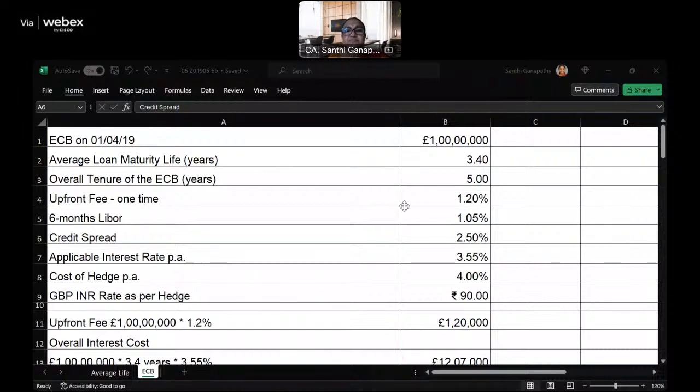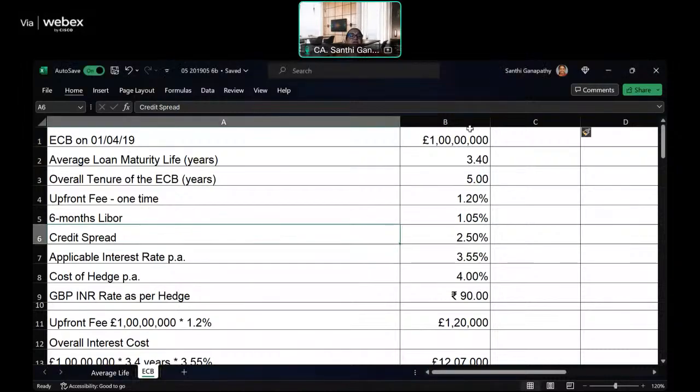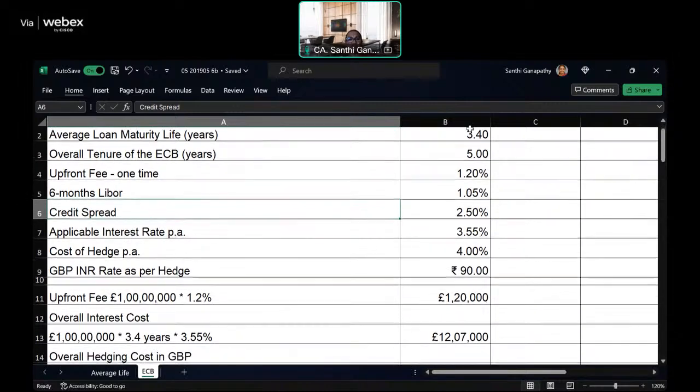What do we have? What is the external commercial borrowing? What is the average loan maturity? What is the overall tenure? Upfront fee, how much? 6 months LIBOR, how much? What is the credit spread? What is the applicable interest rate? What is the cost of hedge? What is the GBP INR rate? These are the basic information given in the problem.